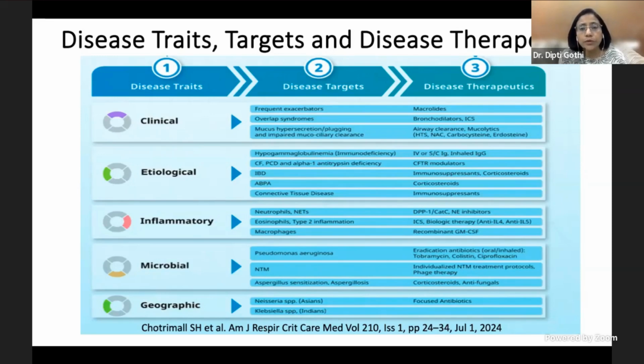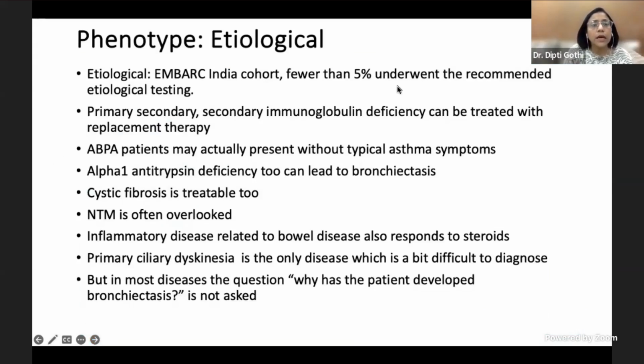Mainly it is two: neutrophil and eosinophil. One can find out whether one has a neutrophilic or an eosinophilic inflammation. Again, we'll cover that a little later. Or whether the patient has any microbial colonization, in terms of Pseudomonas, NTM, Aspergillus, Klebsiella, and deal with it accordingly. Or geographic location: Klebsiella, etc., is found more commonly in India, and NTM again in the South American region. So various facets are there, and we'll cover them one by one slowly.